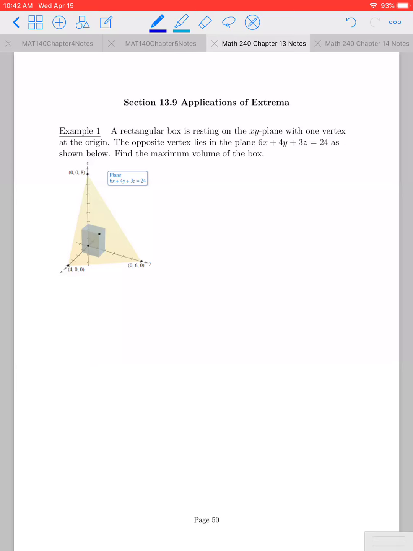Let's use some of the results we just developed to solve some applications of extrema. In example 1, we have a rectangular box that is resting in the xy plane with one vertex at the origin. The opposite vertex is supposed to lie in the plane 6x plus 4y plus 3z equals 24, as shown below. The question is, what is the maximum possible volume of the box?